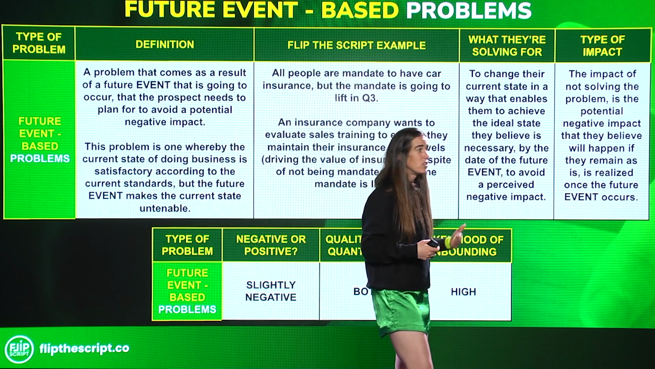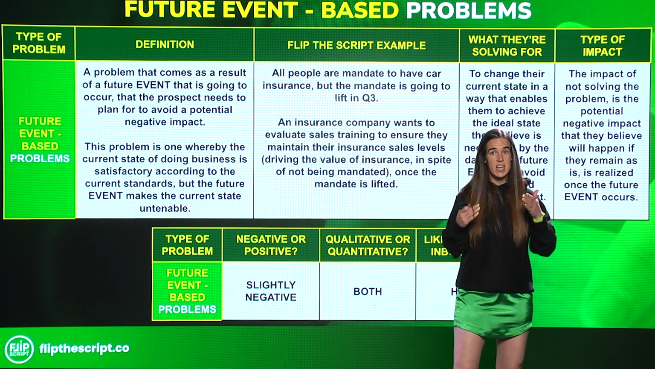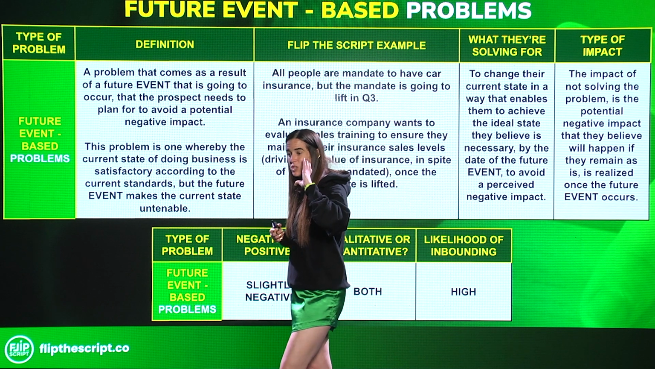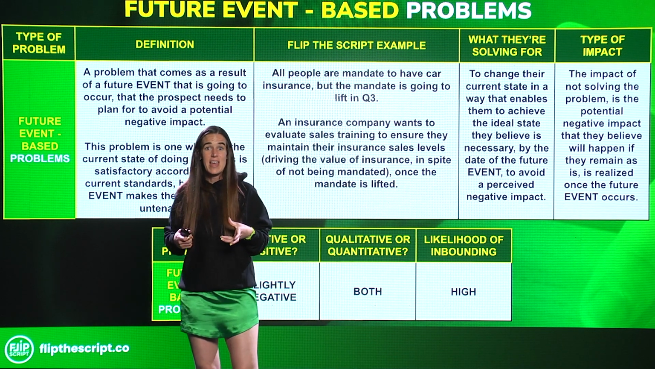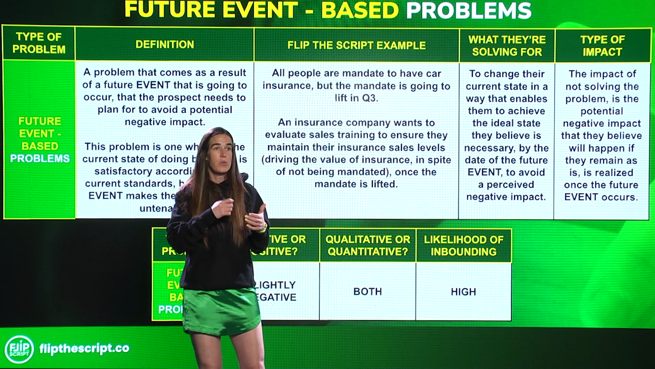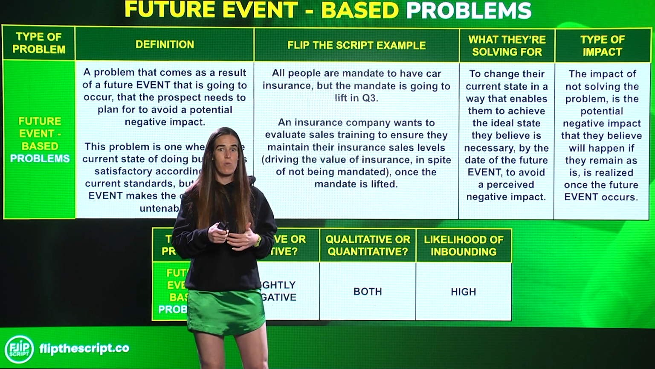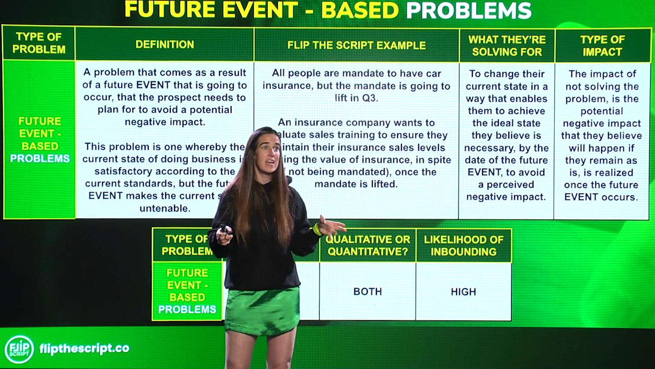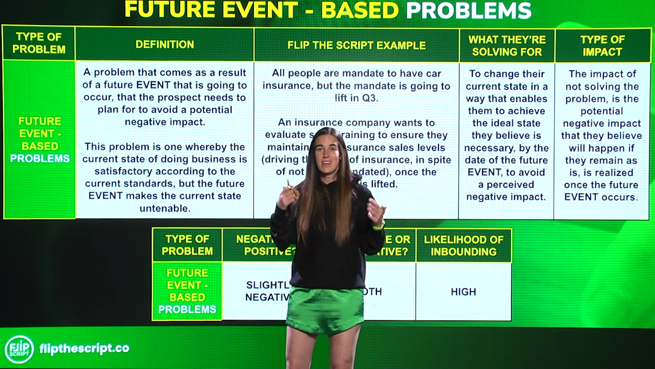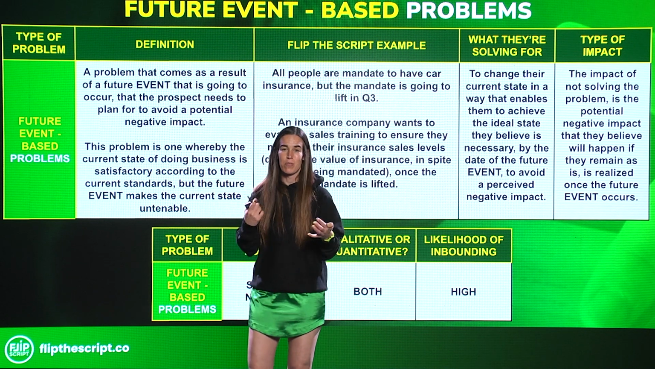So what they're solving for is essentially to change their current state in a way that turns them into an ideal current state that they believe is the requirement for them to be able to have the standard that the future event requires, so they can avoid the negative perceived impact that would happen if they don't have the current state that is in the ideal state that the event requires.